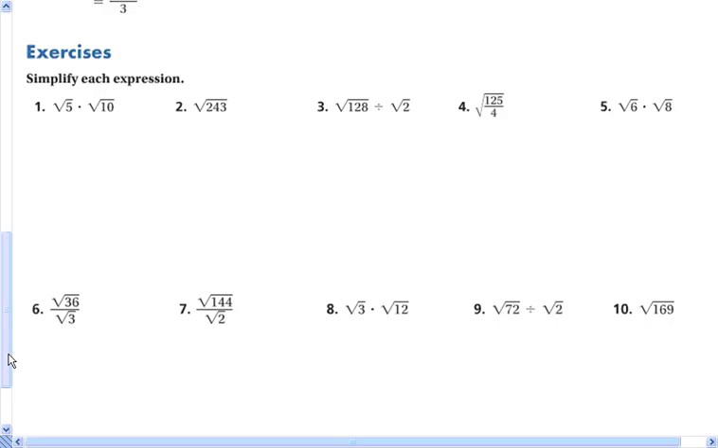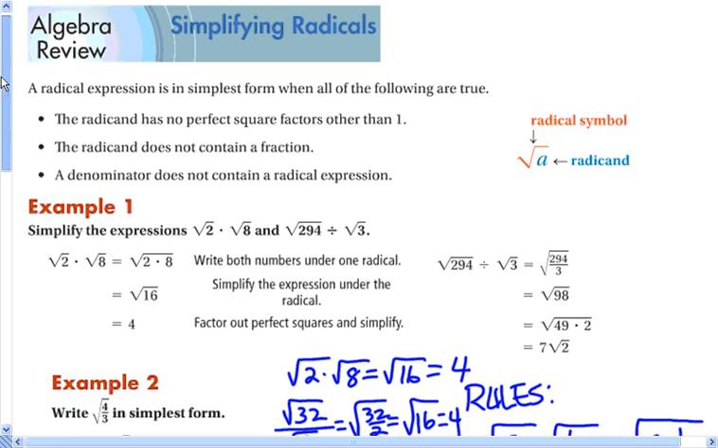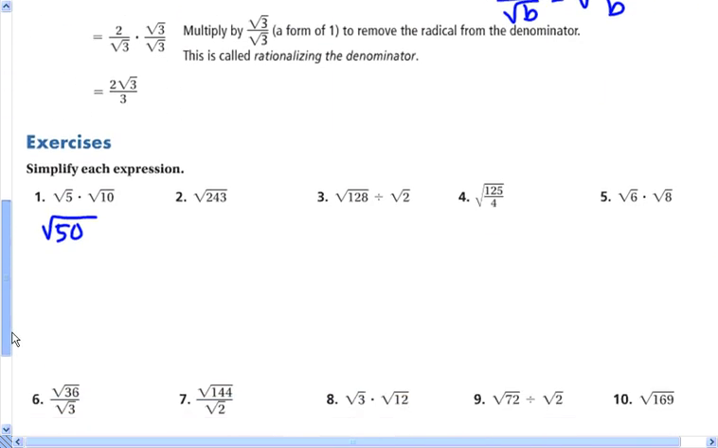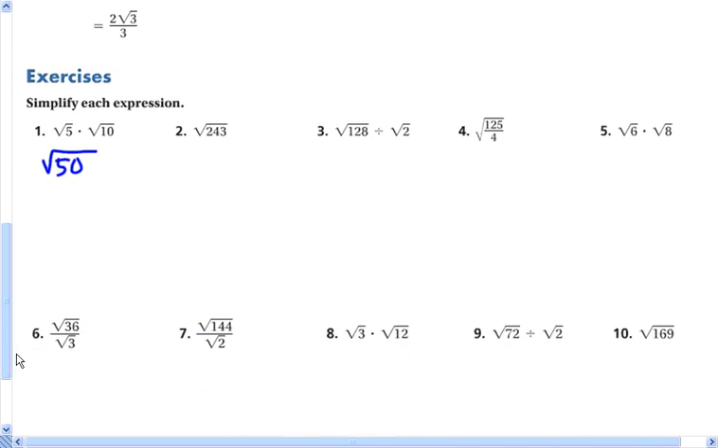On this first one, the thing I could do is just combine it and make it the square root of 50. Now, a radical expression is simplified if it has no perfect square factors other than 1. And also the radicand cannot contain a fraction, and the denominator cannot contain a radical expression. So the one thing we got here on the square root of 50 is that it has a perfect square factor, and that's 25.